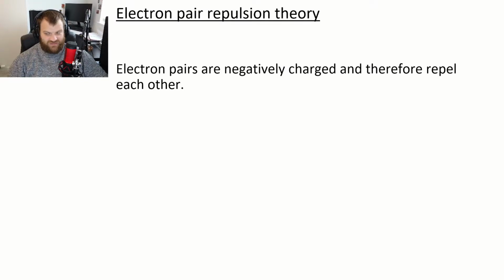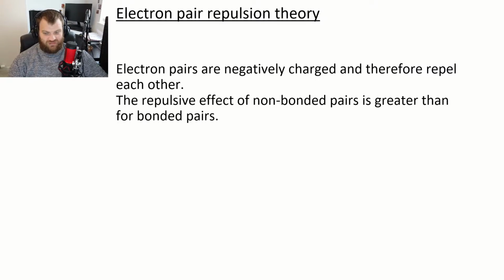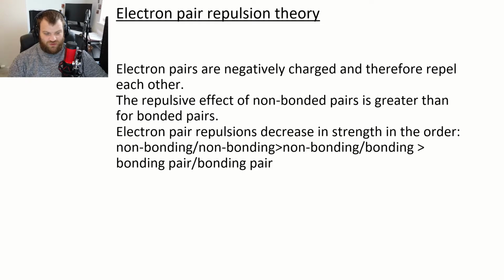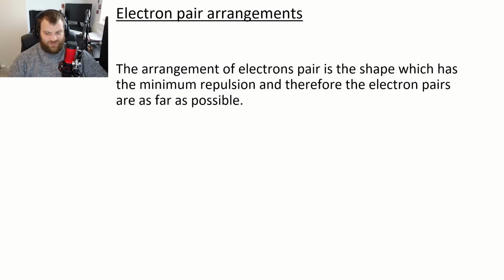Electron pairs are negatively charged and will repel one another. There are different strengths of repulsion depending on if you have non-bonding pairs or bonding pairs. The strongest repulsions will be between non-bonding and non-bonding pairs of electrons, followed by non-bonding to bonding electrons, and then bonding pairs to bonding pairs will be the weakest repulsions. The arrangement that these electron pairs take up will minimise the repulsion and keep the electron pairs as far away as possible from one another.